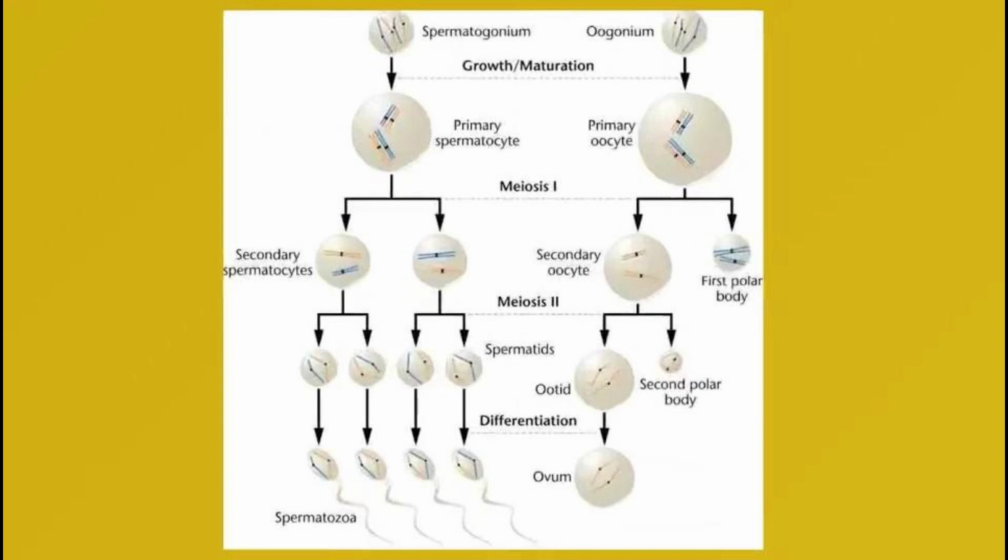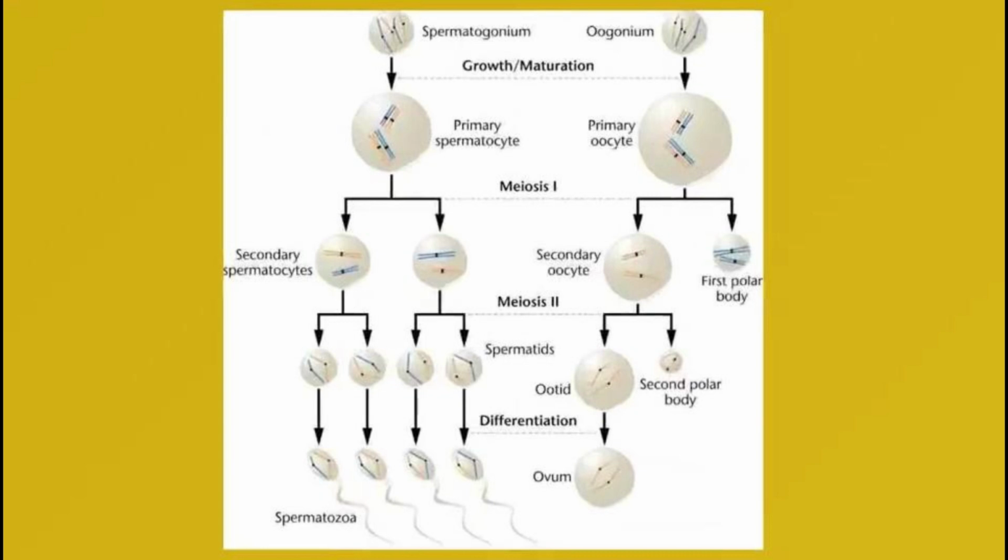Okay, so next we have oogenesis. So this is the word we use to describe the development of the ovum or the eggs. So very similar process to spermatogenesis. So we start with the primordial germ cells, which divide several times by mitosis to form oogonia. So what I mean by that is that it is just a normal cell division in mitosis to form these types of cells.